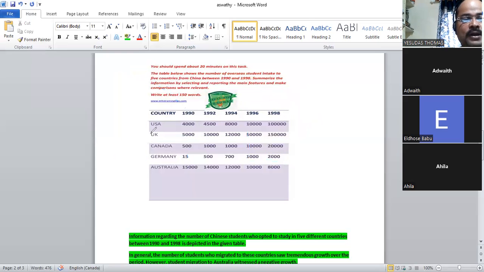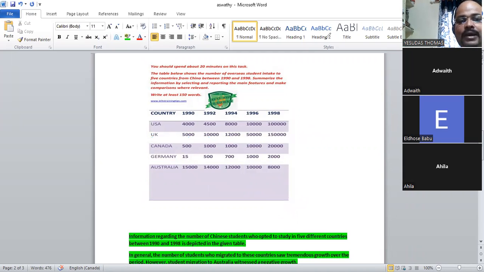So the first point is that this is the highest number. The UK accepted the highest number of Chinese students, followed by the USA. Germany had the highest rate of growth in the number. Australia is an exception where you have a decline in the number. That's also something we have to see. The highest number will be crossing 4.2 million in case of the UK.